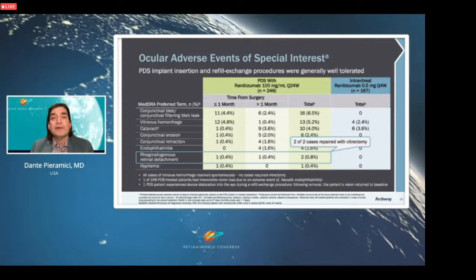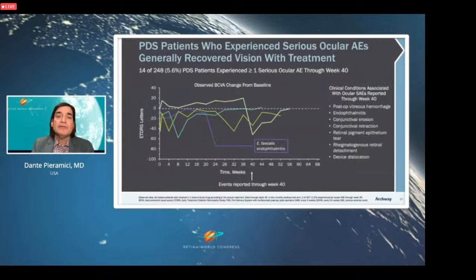There were 2 cases of a retinal detachment that occurred, and these were repaired successfully with vitrectomy surgery. And there was 1 case where the implant became dislocated into the vitreous cavity during a refill procedure. It was successfully retrieved, and the patient is doing well. So if we look at the visual results of these serious ocular adverse events, we can see that in most cases, the majority of the cases, the vision returned to baseline, except for the 1 case of enterococcus faecalis endophthalmitis that occurred.